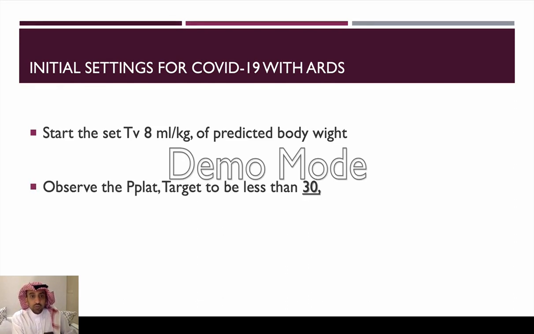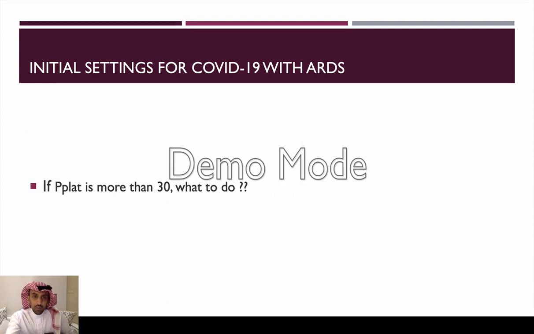And then you have to observe the plateau pressure. The plateau pressure is very important in ARDS, and we are targeting generally less than 30, and the lower the better. And we will talk about how to manage the plateau pressure and how to achieve this target. So, what is the meaning of the plateau pressure?